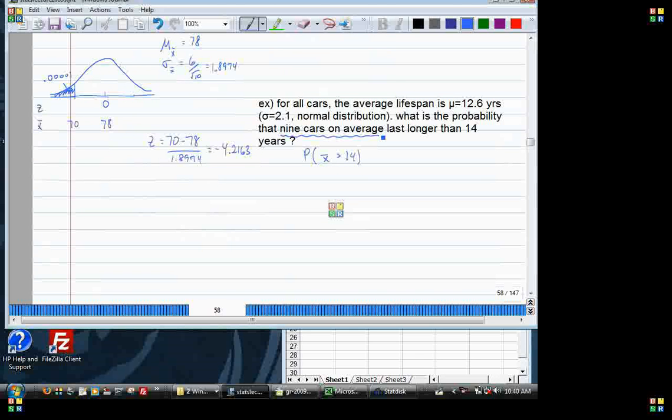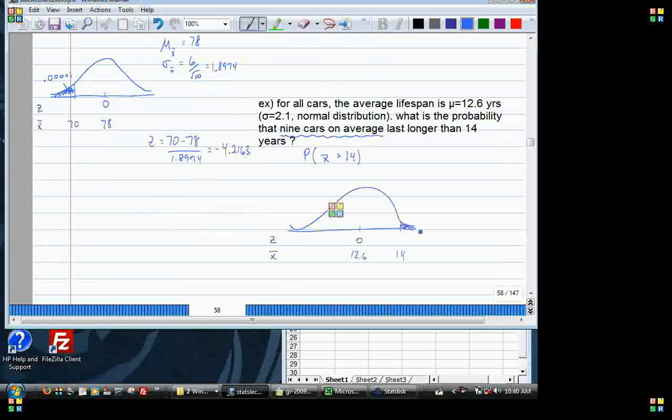So next, how do we work this out? Draw the picture. Alright. So what gets labeled on the picture? 0 in the middle for Z, and what else? And then our X bar values, what X bar value goes in the middle? 12.6. And we also mark off 14. And now what? Shade to the right because it's greater than.